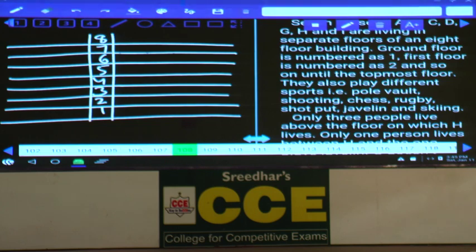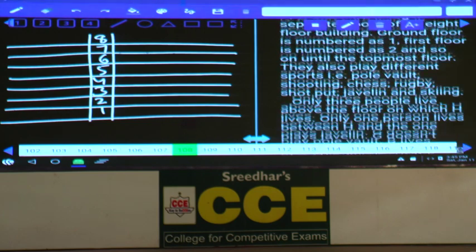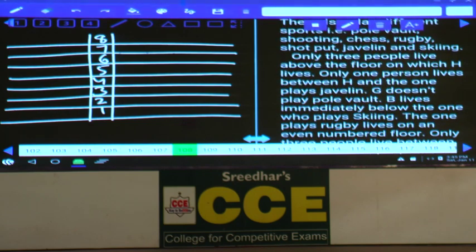They also play different sports. Then only three people live above the floor on which H lives. Above H, how many people are living here? Three people. As only three people are living above H, then what are the possibilities? What is the position of this H? H can be either at the fifth place or at the fourth place. Why is it so? Because there must be a vacant floor. Then, where can the vacant floor be here?